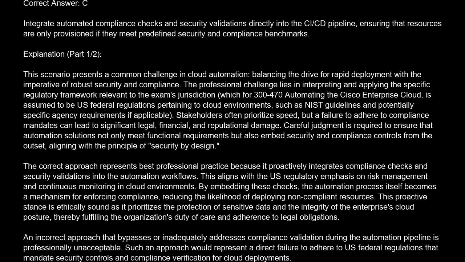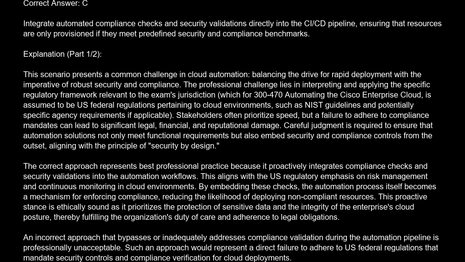Stakeholders often prioritize speed, but a failure to adhere to compliance mandates can lead to significant legal, financial, and reputational damage. Careful judgment is required to ensure that automation solutions not only meet functional requirements, but also embed security and compliance controls from the outset, aligning with the principle of security by design.